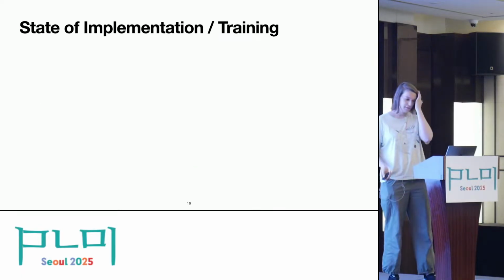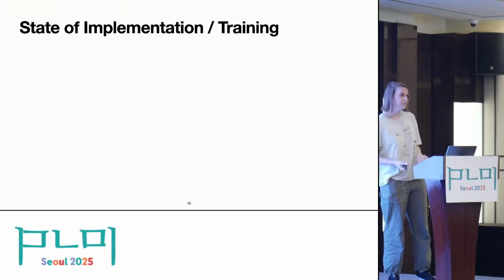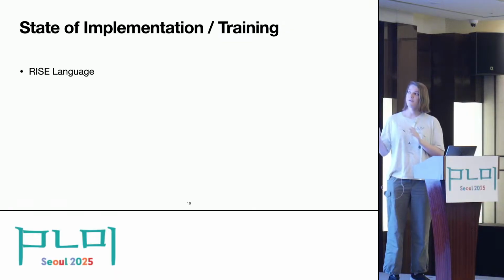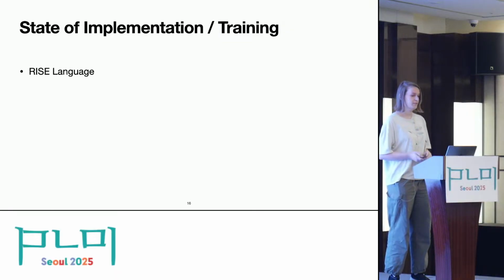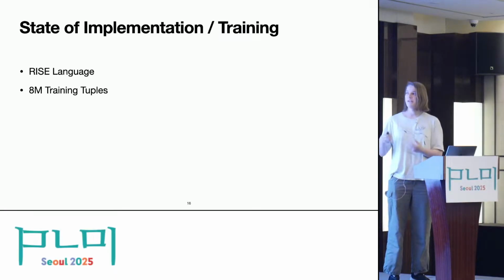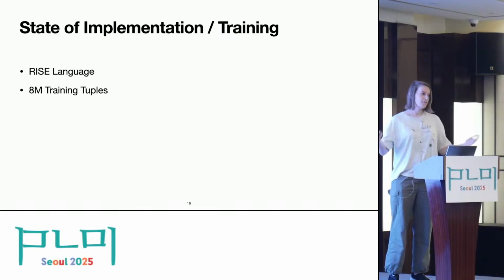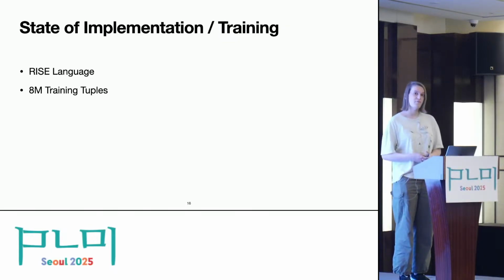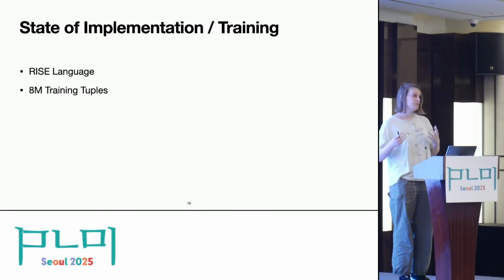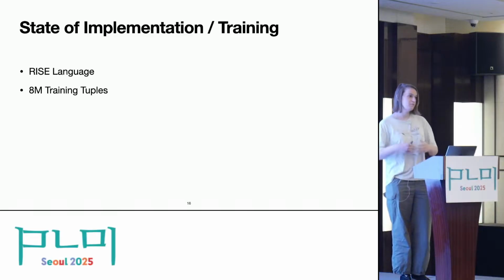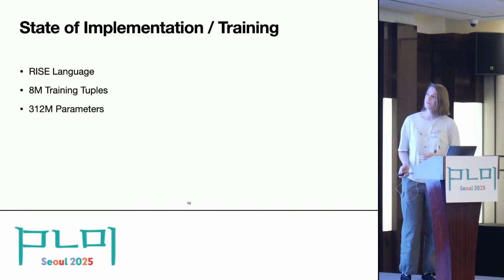So I now come to the implementation and training. All of this is done on the RISE language, and we have about 8 million training tuples we're working with, which of course we can scale up pretty easily. It's very easy to parallelize, because once we have the eGraph, we can throw it on many machines if we want to, and just sample more or do this process with different seed terms.